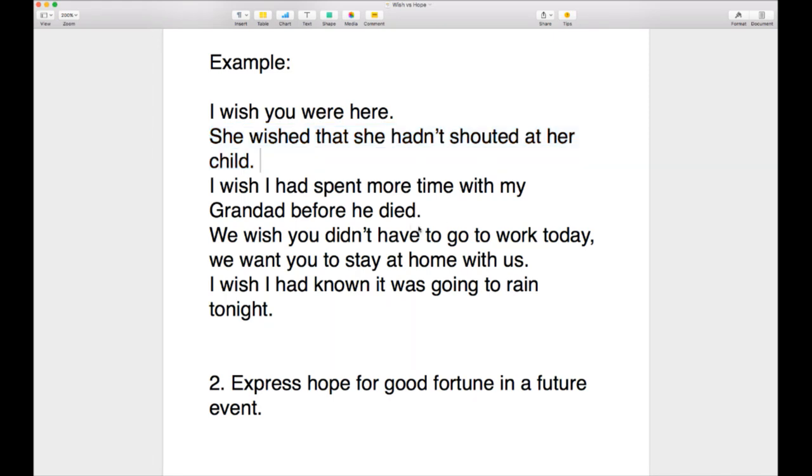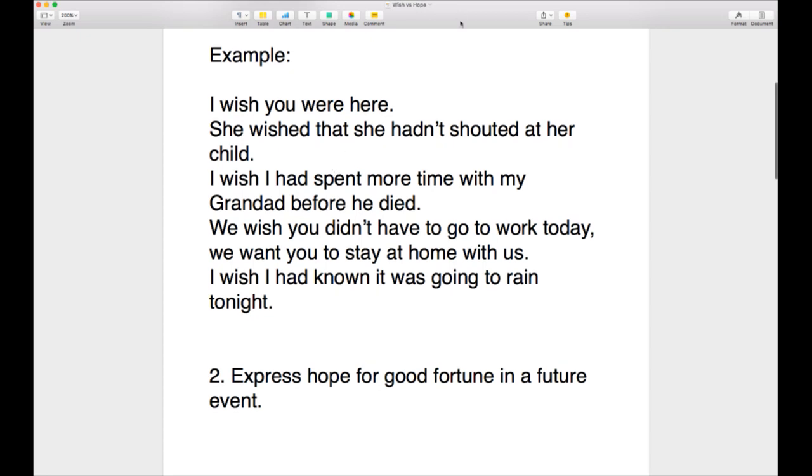Okay, the next one is, I wish I had spent more time with my granddad before he died. Of course, there's no possible way for me to spend any more time with my granddad because he's no longer with us. But it's a desire that I have, wishing that things were different.